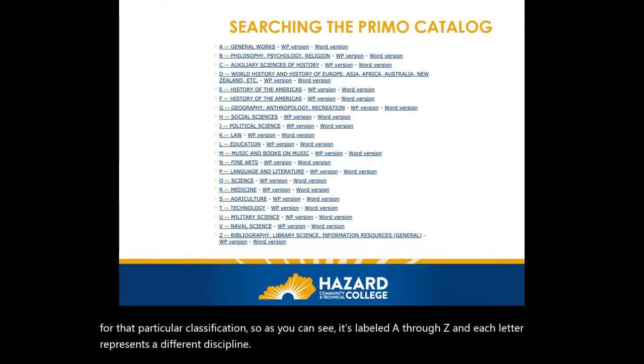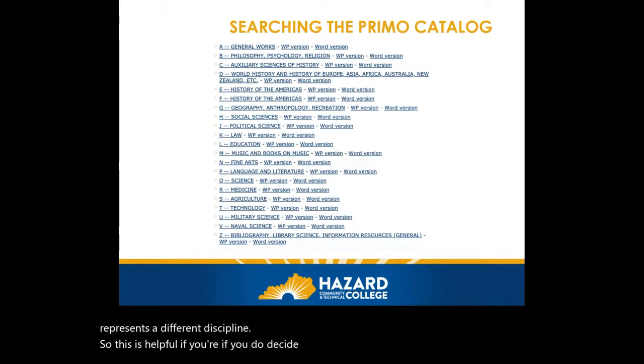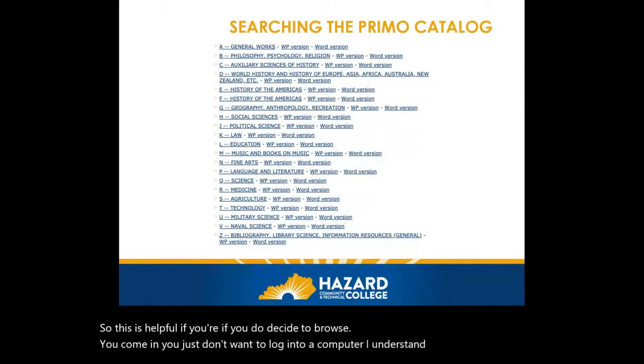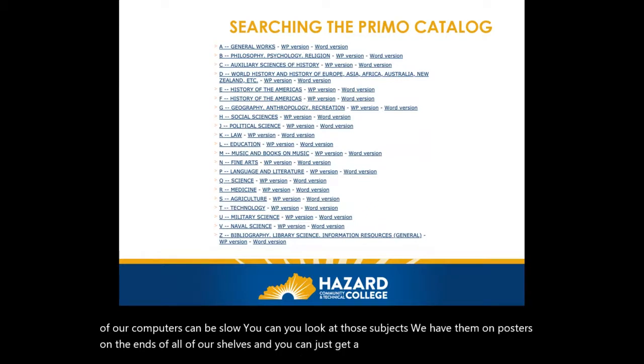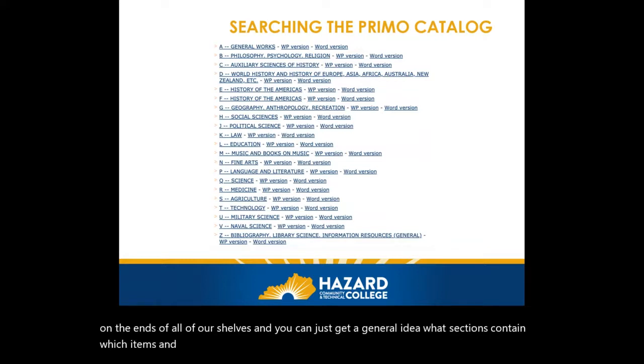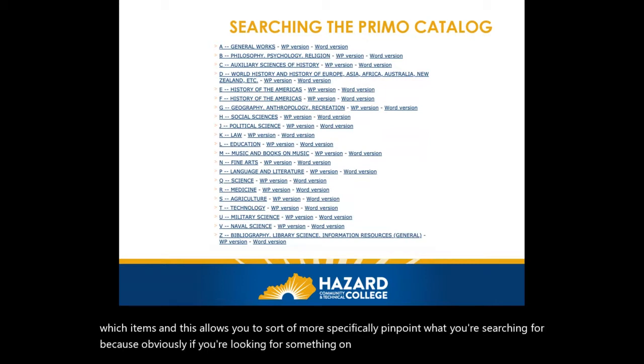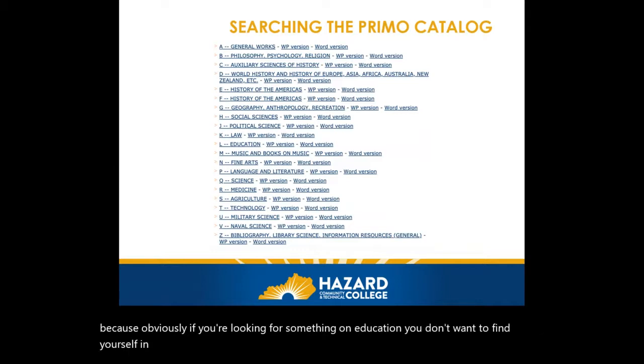So this is helpful if you do decide to browse. You come in, you just don't want to log into a computer. I understand that it takes time. Some of our computers can be slow. You look at those subjects. We have them on posters on the ends of all of our shelves, and you can just get a general idea of what sections contain which items. And this allows you to sort of more specifically pinpoint what you're searching for, because obviously if you're looking for something on education, you don't want to find yourself in the medicine section.